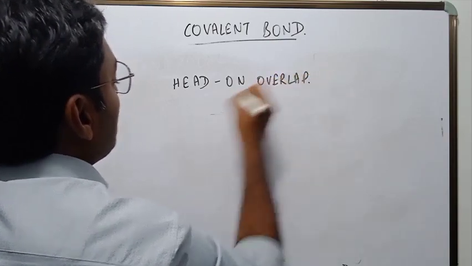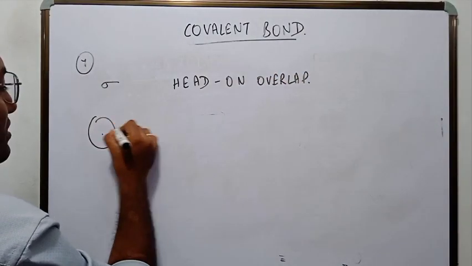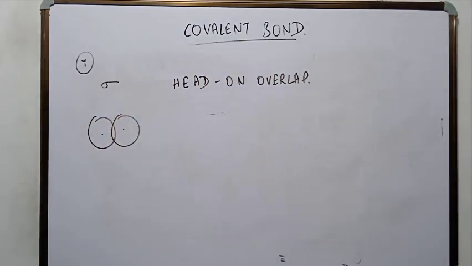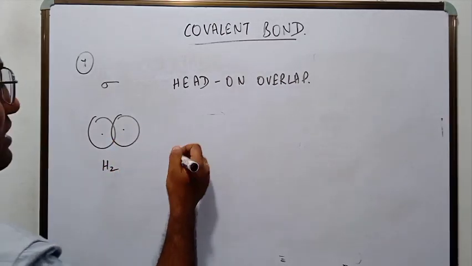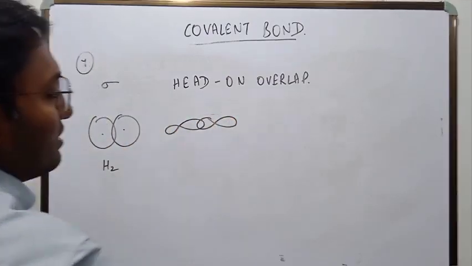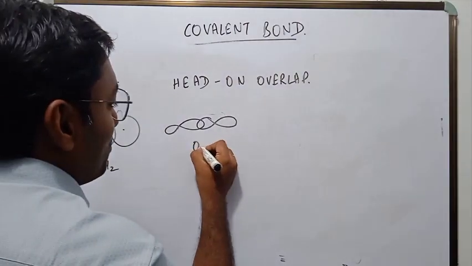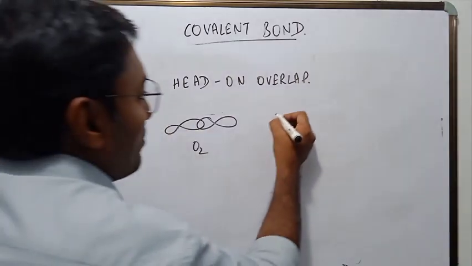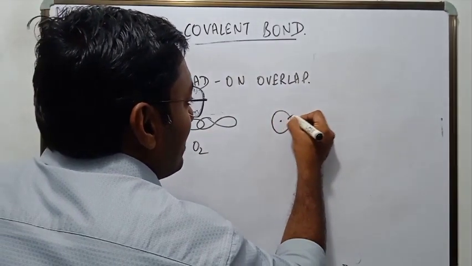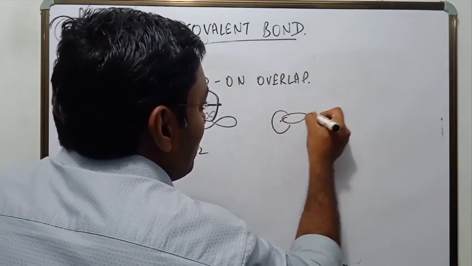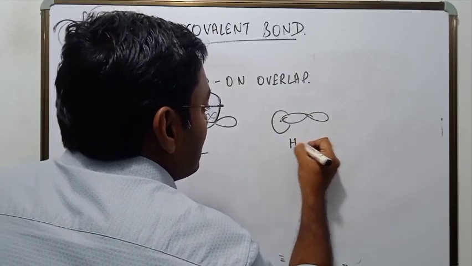This head-on overlap can be between an s and s orbital. An s and s orbital can go for head-on overlap. Example is H2. It can be between p and p orbitals. Example is O2. It can be between s and p orbitals. Example is HCl or HF.